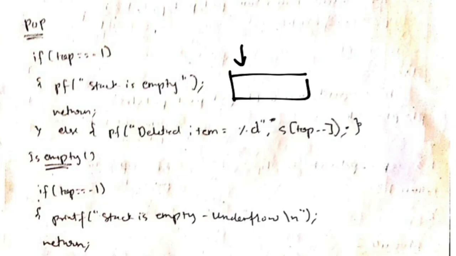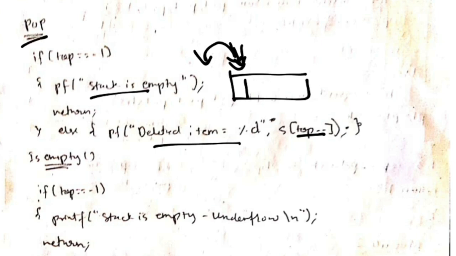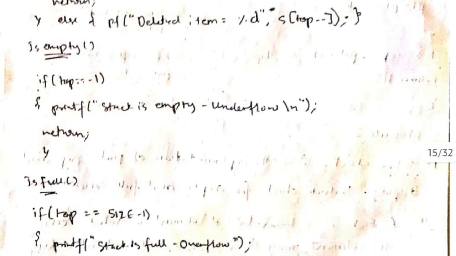If it's empty, we can't delete the element, it will show the stack is empty. If there is an element here, at that time we will printf which element is getting deleted by this statement, and will do top minus minus, means if top is here, top will become the previous location. Okay, that's pop operation.